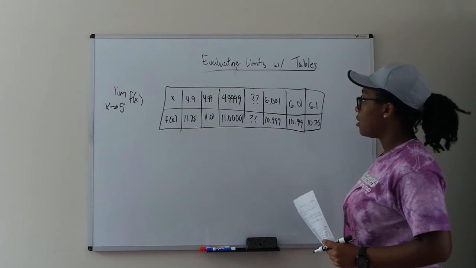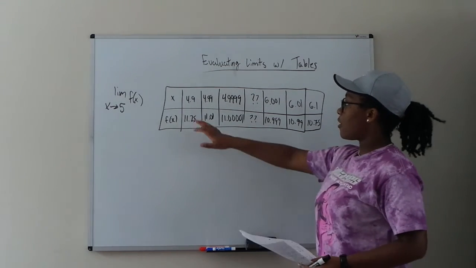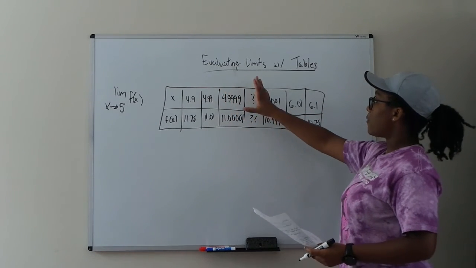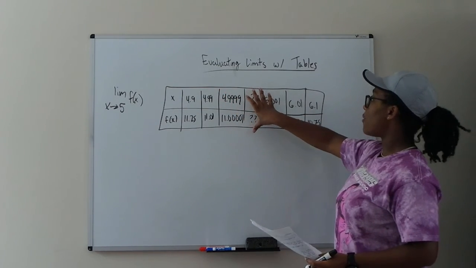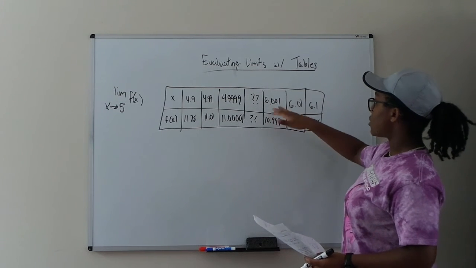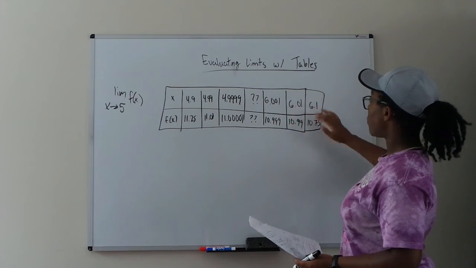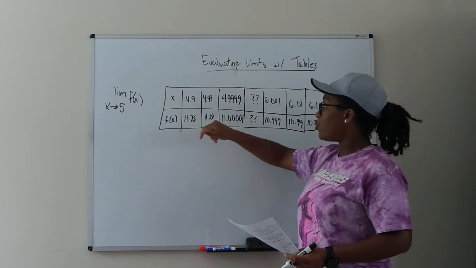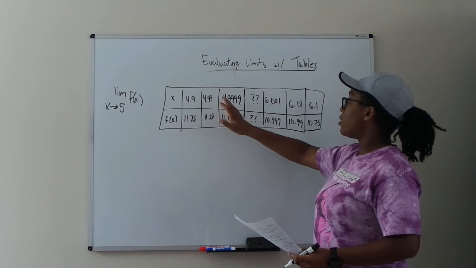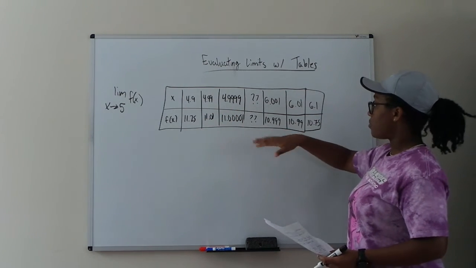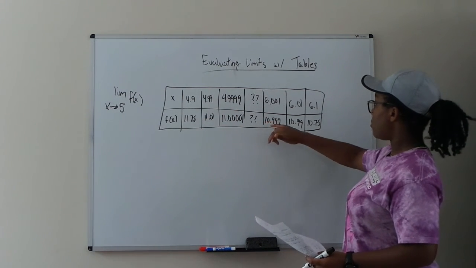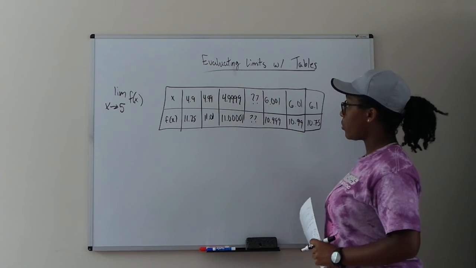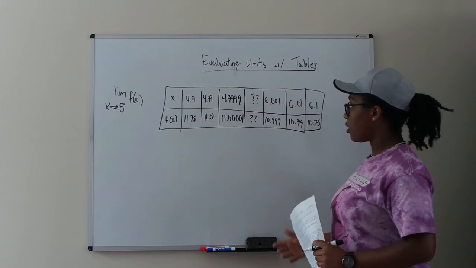Okay, so we have the limit as x approaches 5. So we have 4.9, 4.99, 4.999, and it gets closer and closer, and then at 5, we don't actually know what happens. And then we have 6.001, 6.01, 6.1, and it continues. And then for the actual function values, we have 11.25, 11.01, 11.0001, and then more question marks, and then 10.999, 10.9, etc. Okay, so when we're looking at this table, we can infer a couple of things.